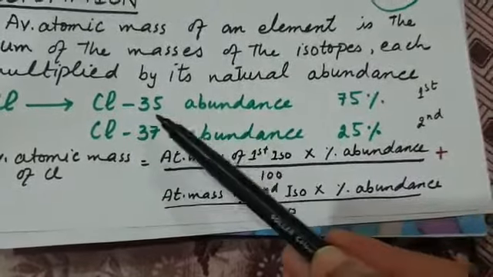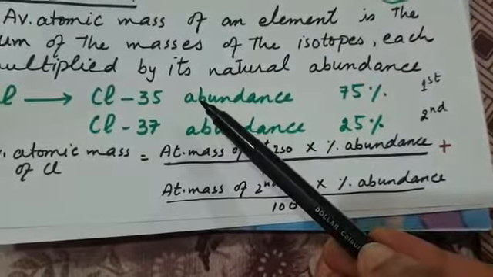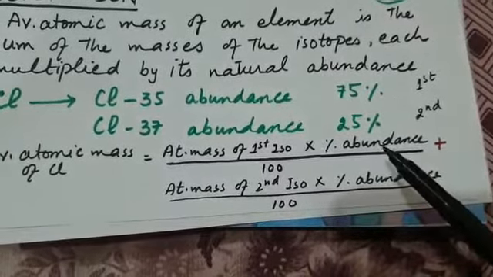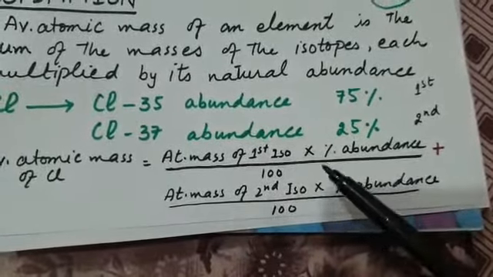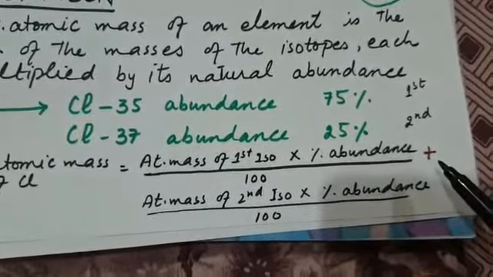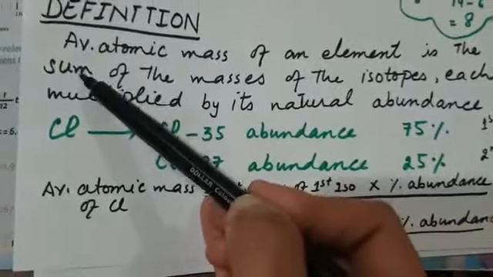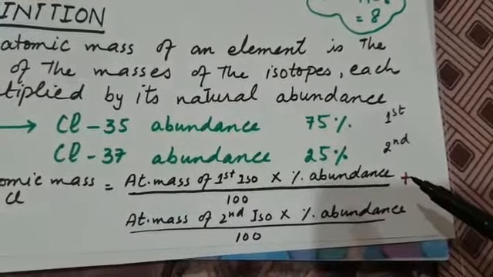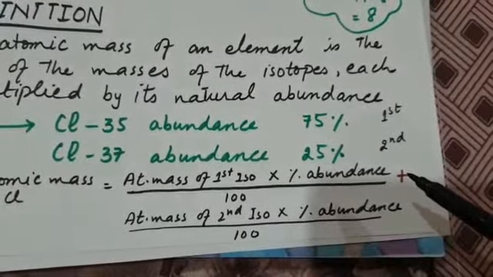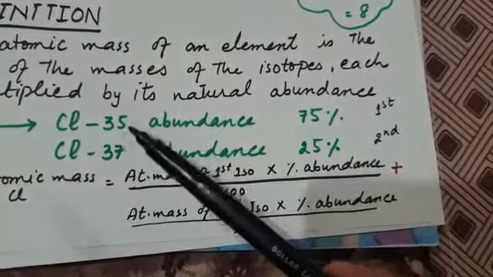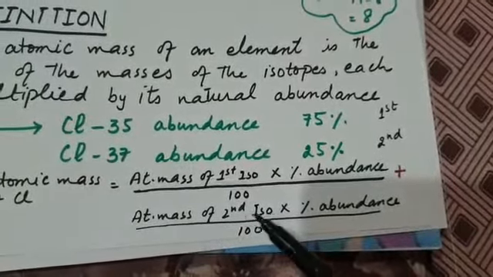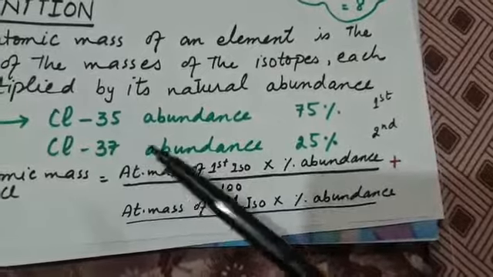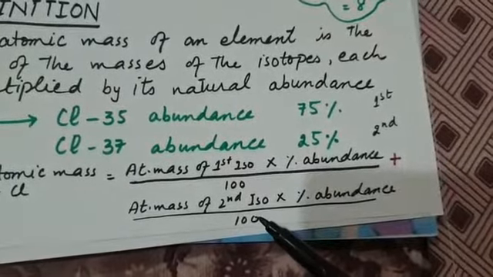So it's the atomic mass of the first isotope, and its percentage abundance that is given to you, divided by 100. In the definition you use the word sum, so that is the symbol for summing these two isotopes with one another. You can observe that we have two isotopes, so this is the atomic mass of the second isotope multiplied by its abundance, that is 25%, the abundance of the second isotope, divided by 100.